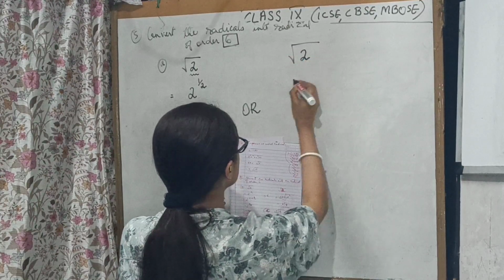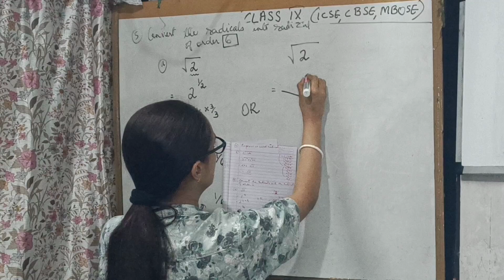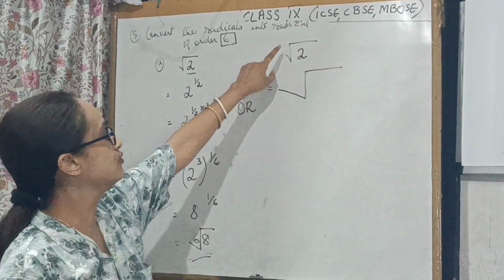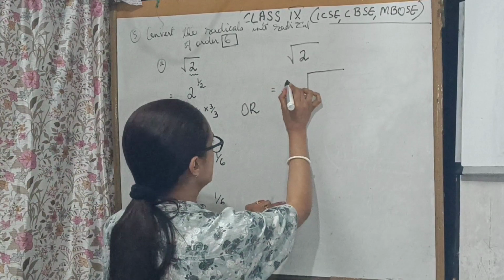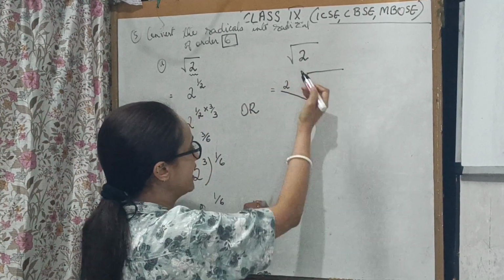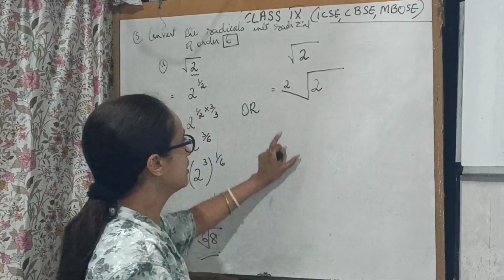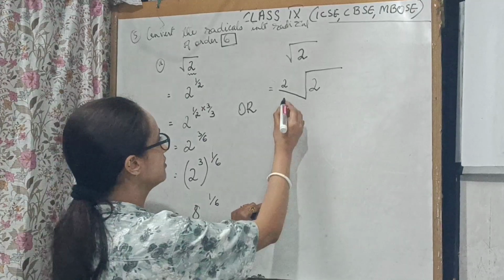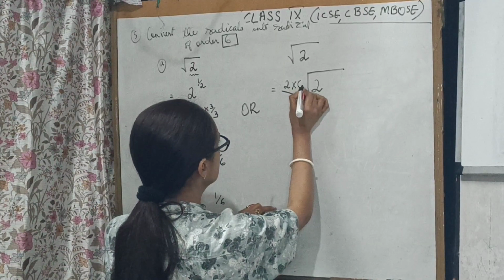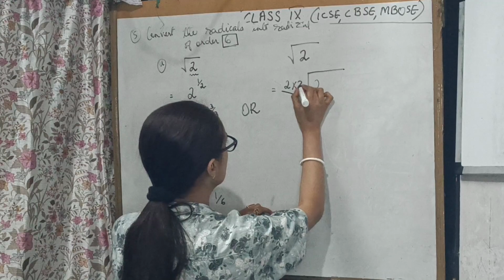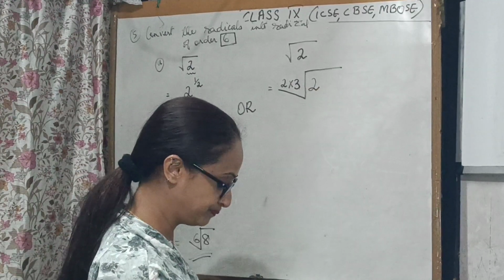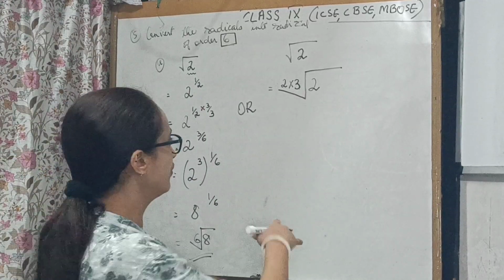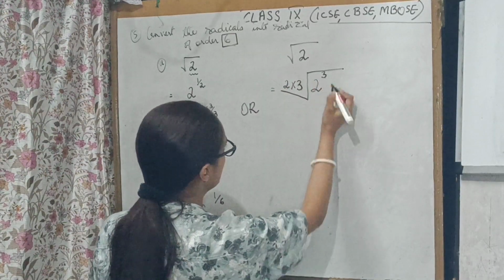Square root of 2. My radical, my order has to be 6. What root is this? 2. Write 2 here. What is inside? 2. Write it. 2 into what will make 6? 2 into 3. What extra did you write? 3. Stick that same 3 here as a power.